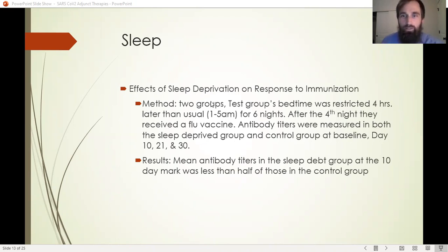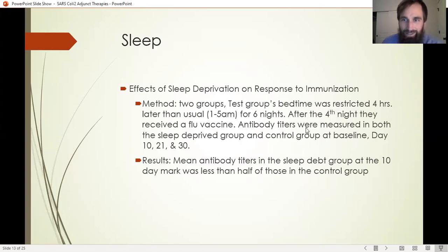They had 2 groups, the test group and the control group. The test group was sleep deprived. They were not allowed to go to bed when they wanted to. They had to go to bed as early as 1 a.m. or as late as 5 a.m. for 6 nights. And after the 4th night, they received a flu vaccine.